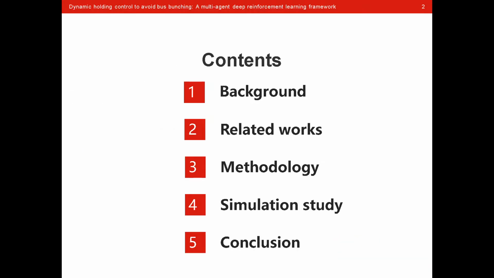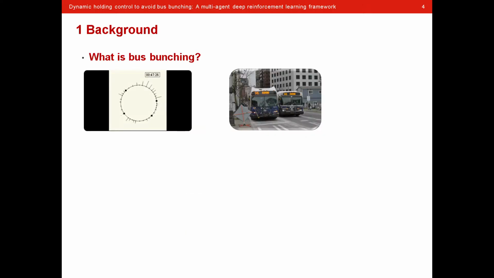The presentation will be divided into 5 parts. The first is the background. So, what is bus bunching? Intuitively, in public transport systems, bus bunching refers to the phenomenon where a group of two or more buses arrives at the same bus stop at the same time. And bus bunching has been a long-standing operational problem in public transport systems.